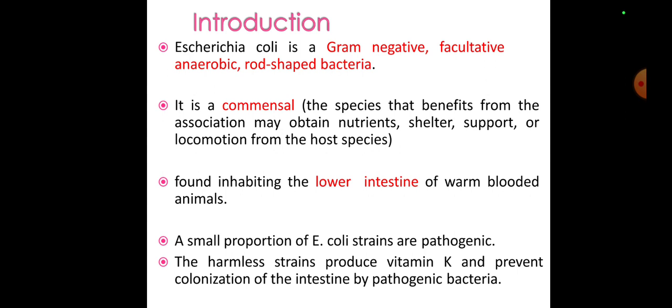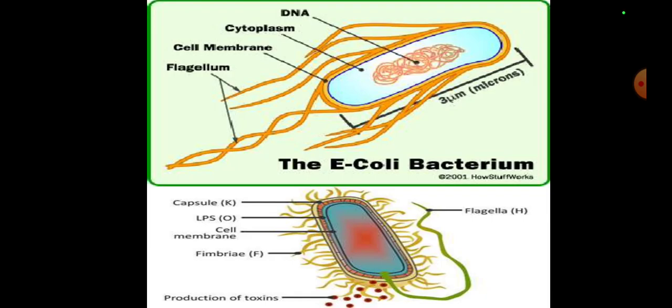A small proportion of this E. coli are pathogenic. It means not all the genes or strains of this E. coli are pathogenic. Some strains of E. coli are pathogenic. The harmless strains produce vitamin K, and it prevents the colonization of pathogenic bacteria in the intestine. And this is the structure of E. coli.